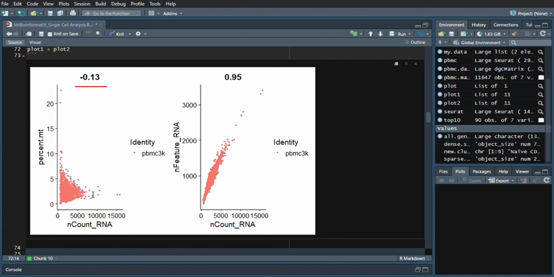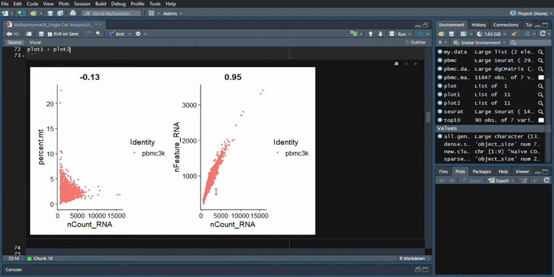As we can see above the plot, we have a value of -0.13. This indicates a weak negative correlation between the two features being compared, which are nCount_RNA and percent.mt. In simpler terms, it means that there is a very slight tendency for the percentage of mitochondrial RNA to decrease as the total RNA count increases. However, this relationship is not very strong, and there are likely other factors influencing the expression of these features.